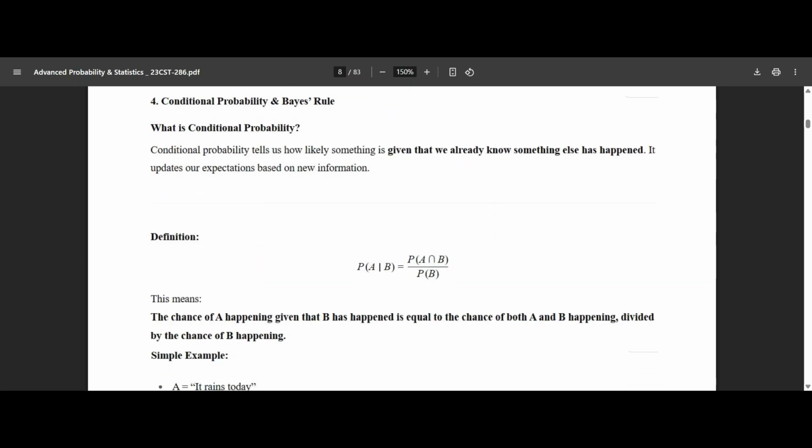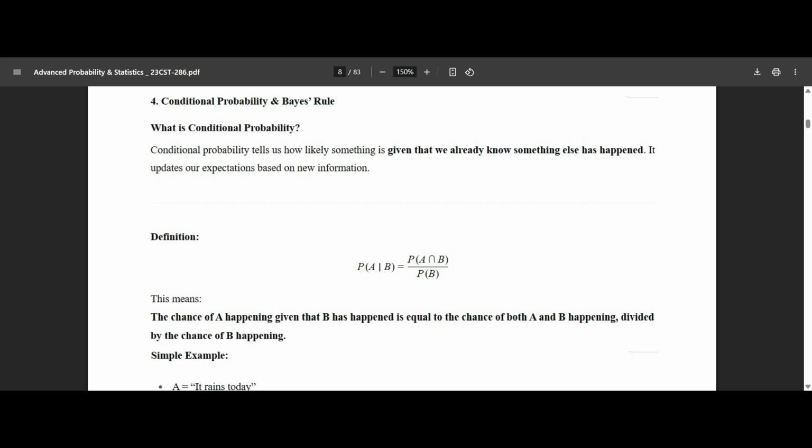Now we jump on to the next topic, that is conditional probability and Bayes rule. What is conditional probability? Conditional probability tells us how likely something is given that we already know that something else has happened. It updates our expectations based on new information. So by definition, P of A by B, okay, we call this symbol as 'by' or 'given', P of A by B equals P of A intersection B by P of B.